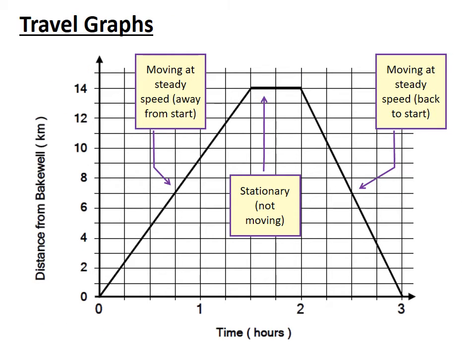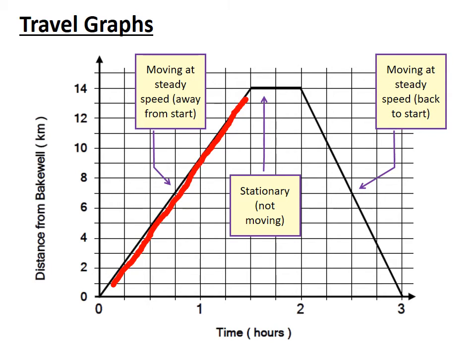Right, here we have a distance-time graph with 3 sections in it, and you need to know what each section of the graph means. So in the first section, which is this one here, let me highlight that, it is a straight line going upwards, and that shows an object moving at steady speed, moving away from the start, moving forwards. We know it's a steady speed because it's a straight diagonal line.